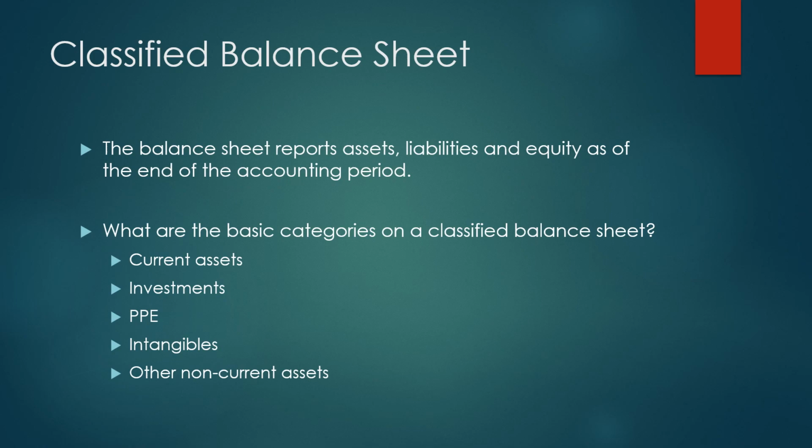Next, we're going to move on to our classified balance sheet. Your basic format of a balance sheet is assets equal liabilities plus equity. But in our classified balance sheet, we're going to come up with subcategories for the balance sheet. In the assets section, you're going to have current assets, investments, PP&E, intangibles, and other non-current assets. Not every company is going to have every category, but most companies would at least have current assets and PP&E.